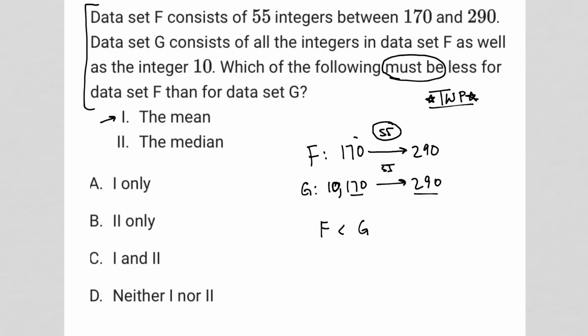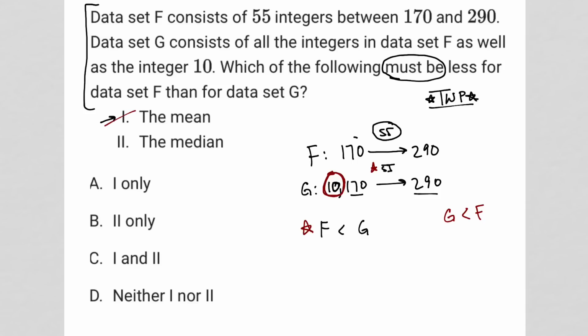But in dataset G, we would also include this number 10, which means now we'd have 56 integers. And because 10 is so much smaller than any of the possible 55 integers between 170 and 290, its mean value must be lower than F, right? So in essence, I'm saying the mean of G actually has to be lower than the mean of F, which is not what we want. We want F to be less than G. So for that reason, choice 1 is out.